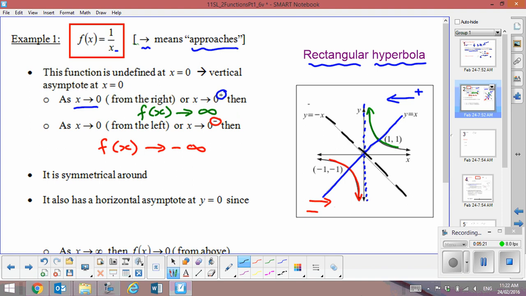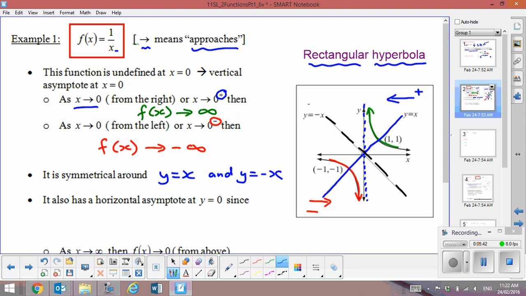y equals minus x. So in other words, on y equals x, you could fold it in half and it would be on top of itself. If you used y equals minus x, it would fold over on top of itself too. So there are two lines of symmetry: y equals x and y equals minus x.